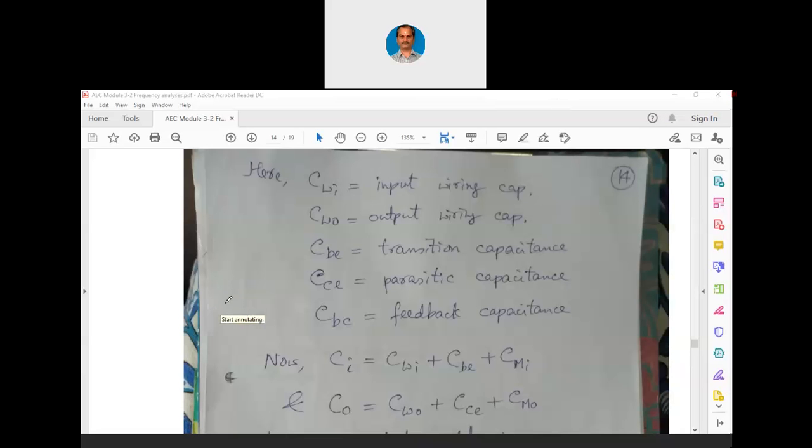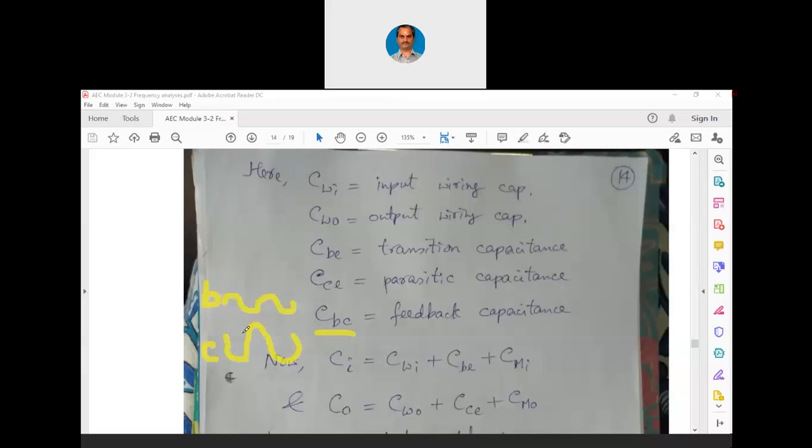Let us say the input signal is like this, and the output signal is now amplified, and let us say the output signal is like this. Input signal is a very small value, output signal is a larger value, and this is at the base and this is at the collector. Now because of this CBC, the capacitance between base and collector, the amplified output can come back to the base.